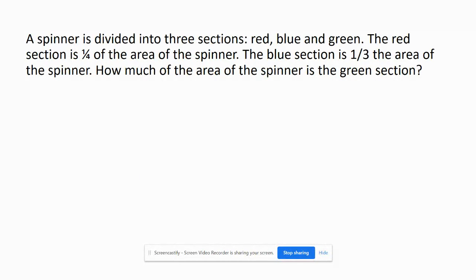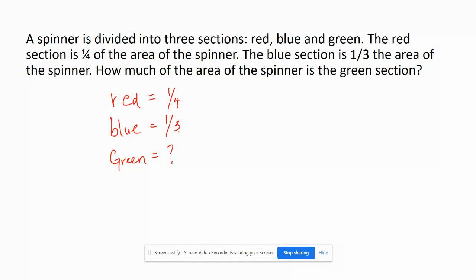Okay. Now, next question. I have a spinner this time, and I have three sections: a red, blue, and green section. The red section is 1/4. The blue section is 1/3 of the spinner. And I want to find out how much of the area of the spinner is the green section. I have a total of three different sections. I need to find out what the third one is. Now, just like percent, I had to end up with 100%.